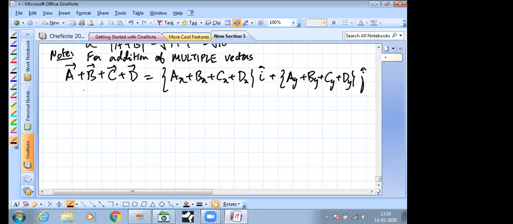Okay. So whatever number of vectors we are adding, just add all their x components and multiply that with i cap. Then add all their y components, multiply with j cap, and that's it. You got the sum.